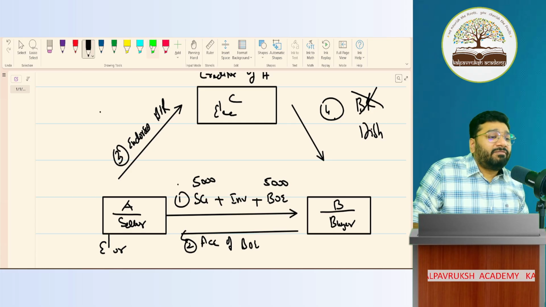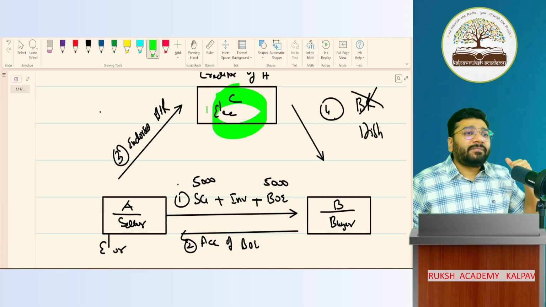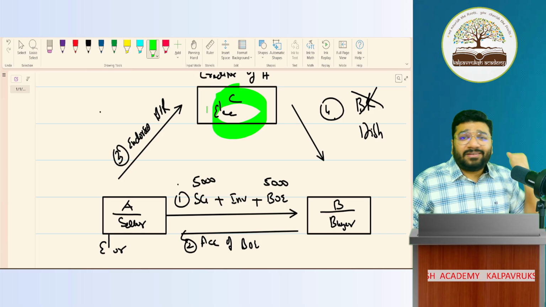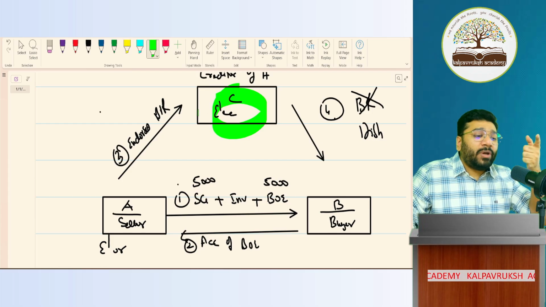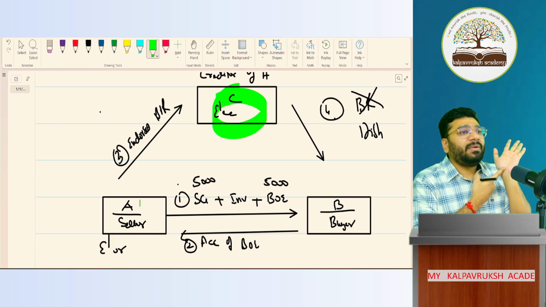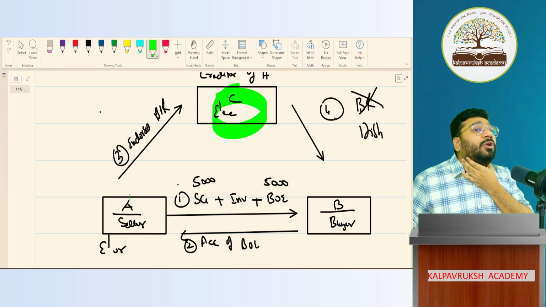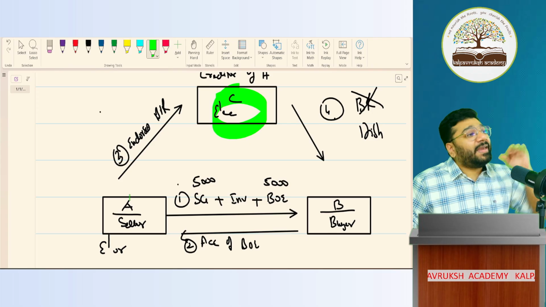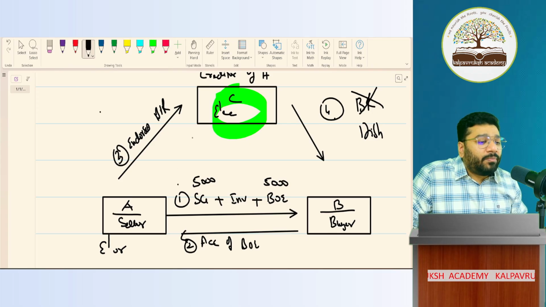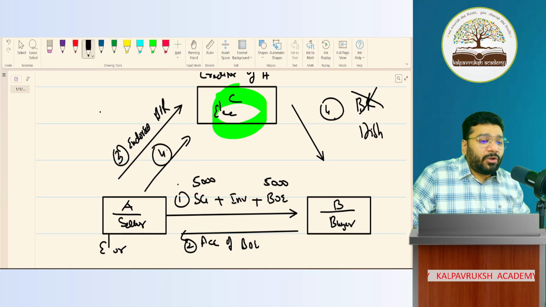Why will C drag B to the court and recover the money? Why will he take the headache? He will say, who gave the bill? A. You only gave the bill, no? But the bill is dishonored. So C will catch hold of whose neck? C will catch hold of A's neck. So C has to recover money from A. Got it, not got it? Clear? This is also a fourth transaction. Both of them will go together.